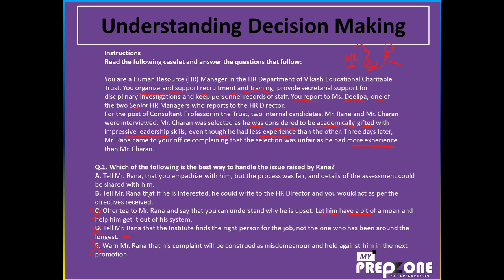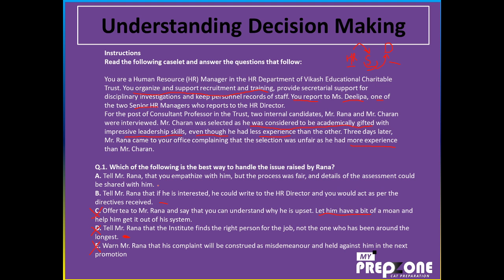Tell Mr. Rana that if he is interested, he could write to the HR director and you would act as per the directives received. Yes, this could be one course of action, as this guy is dissatisfied. So you can always suggest he raise the grievance to the higher authority and then you would act as per directives received. So let us read A as well and then decide which is going to be the better one.